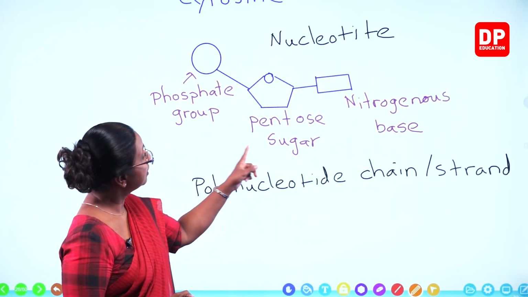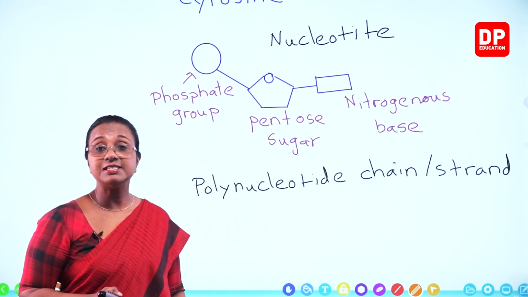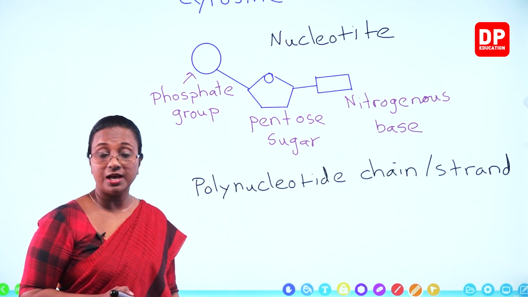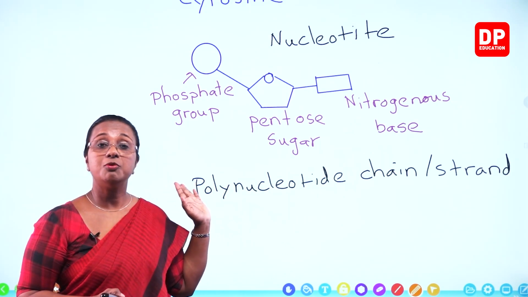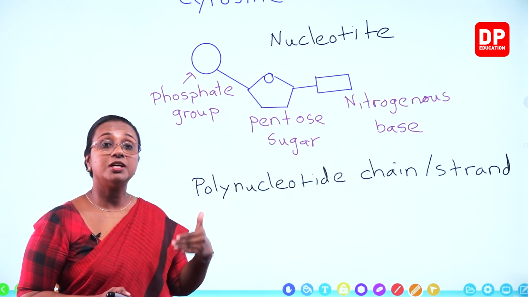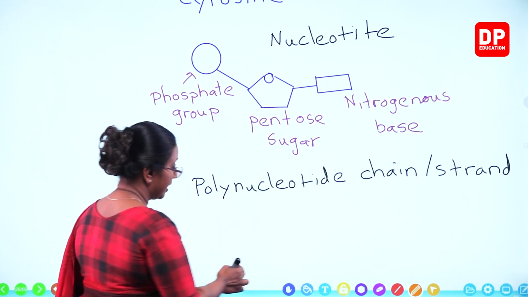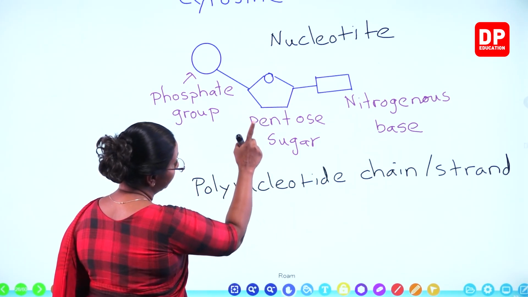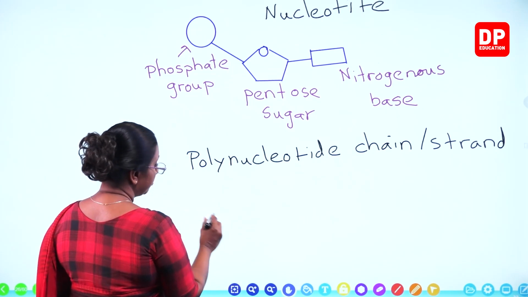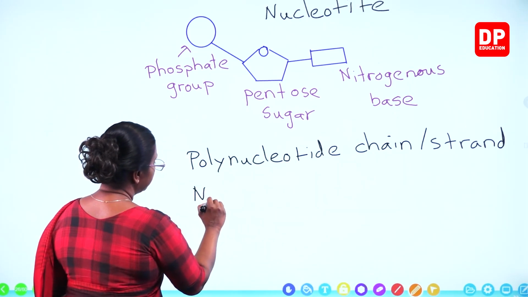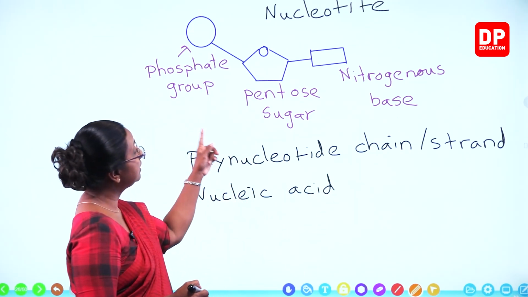So if it is the deoxyribose sugar, then we call the nucleotide a deoxyribonucleotide. So when there is a combination, the polydeoxyribonucleotide gives rise to the deoxyribonucleic acid. So what happens there? All these nucleotides combine and form the polynucleotide. Then that forms the nucleic acid.